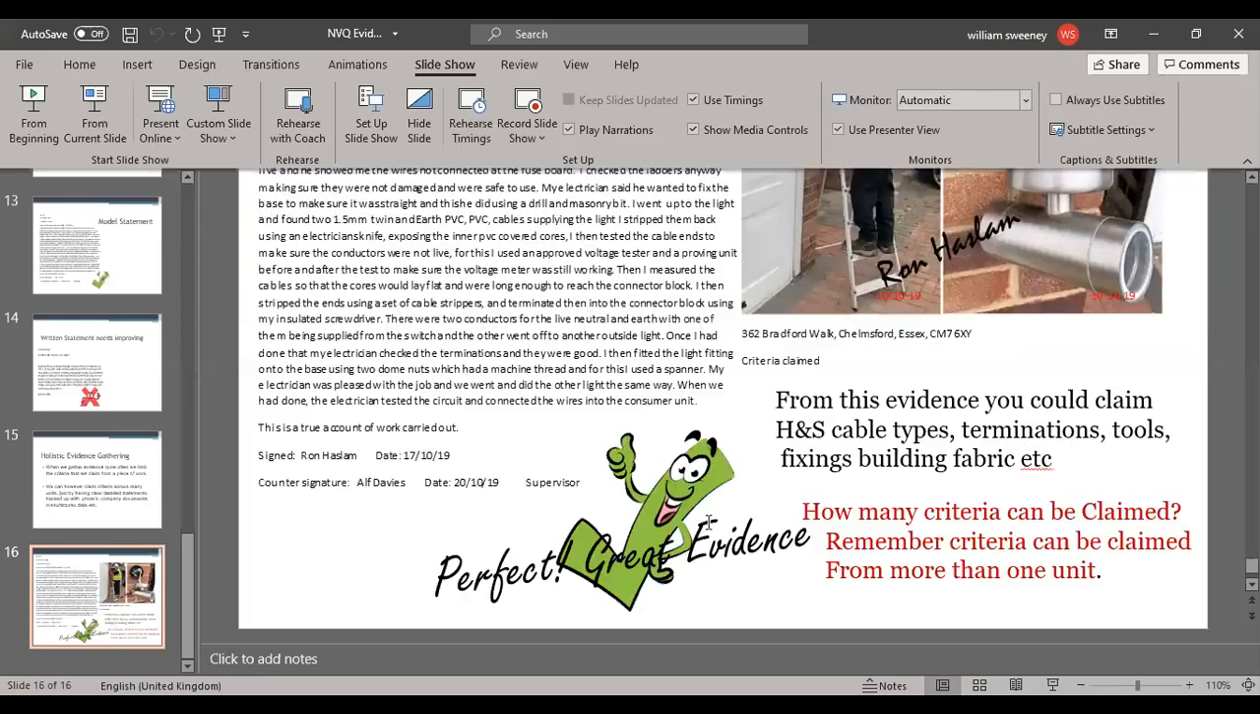So that, folks, is the end of that portfolio building PowerPoint. I hope the explanations helped you out. Okay. The one thing I would say to you is, if you collect your evidence, if you work to this, you will collect an awful lot of evidence with the minimum effort.